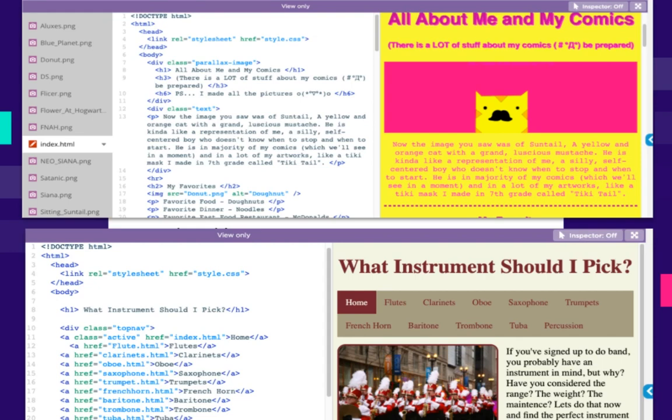The bottom one is more informational, right? This is a student who wanted to share information about what instrument you should pick. If you're going to be in band, well, there's a lot of choices. So which one should you pick? And so she includes some of her opinions, some facts about the different instruments. Again, these students chose their topics. They chose what they were passionate about, what they wanted to share.